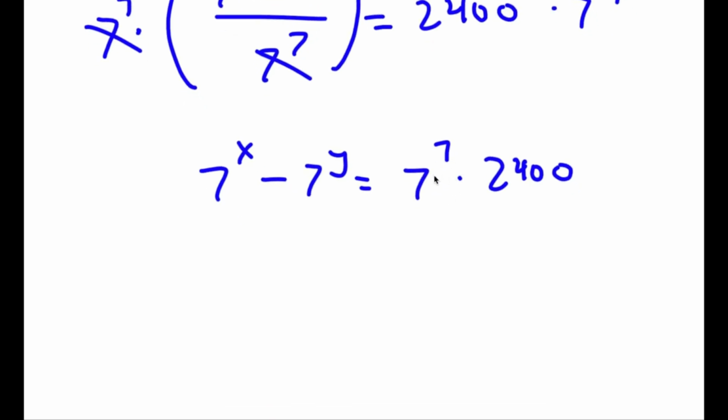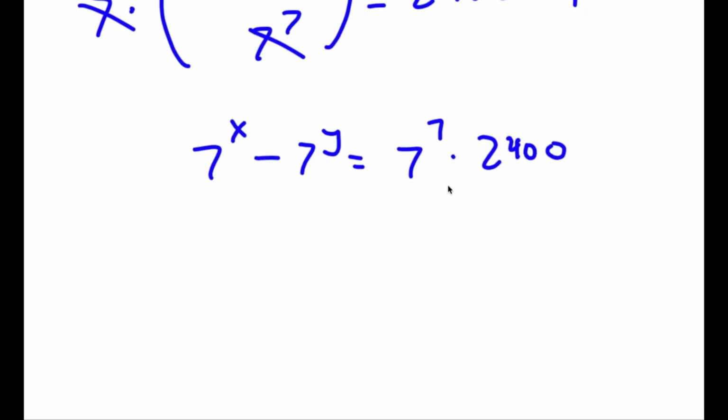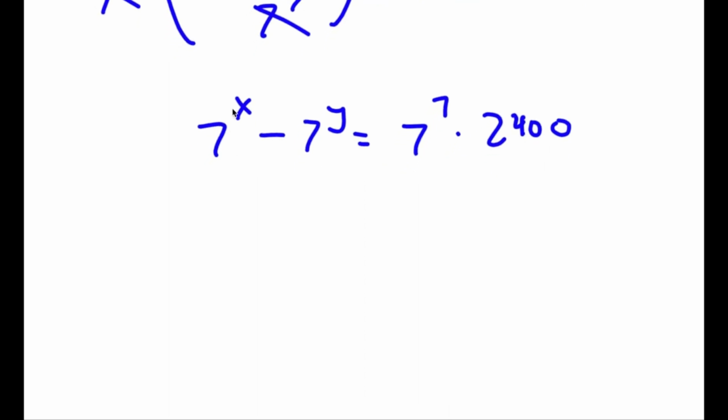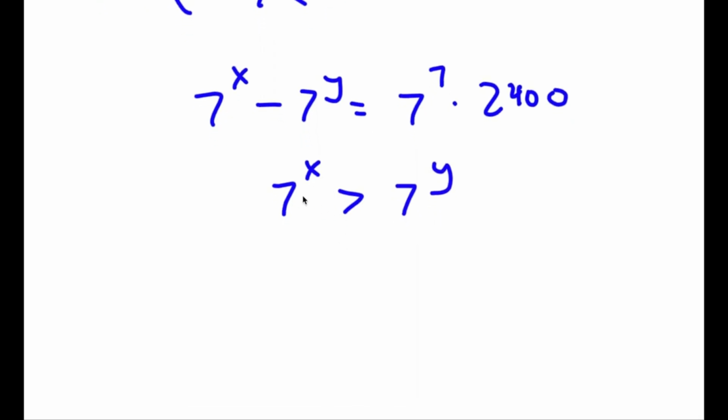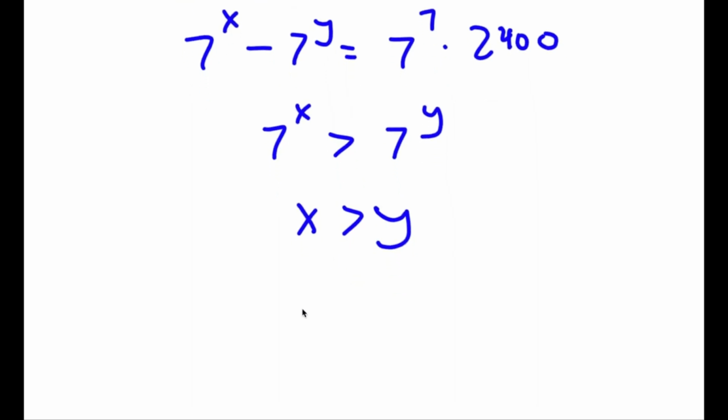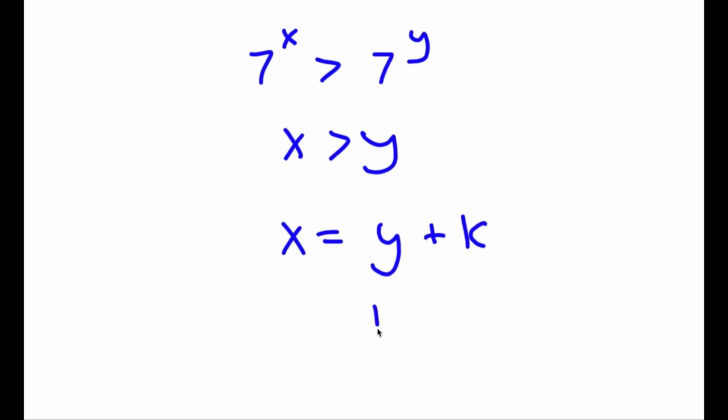Now, as you can see, 7 to the power of 7 times 2400 is going to be a positive number, right? Meaning, if 7 to the power of x minus 7 to the power of y results in a positive number, then this must mean that 7 to the power of x is greater than 7 to the power of y. And because both of these terms have the same base, this means that x is greater than y. So now we can say that x is going to equal y plus k, and k is any integer.